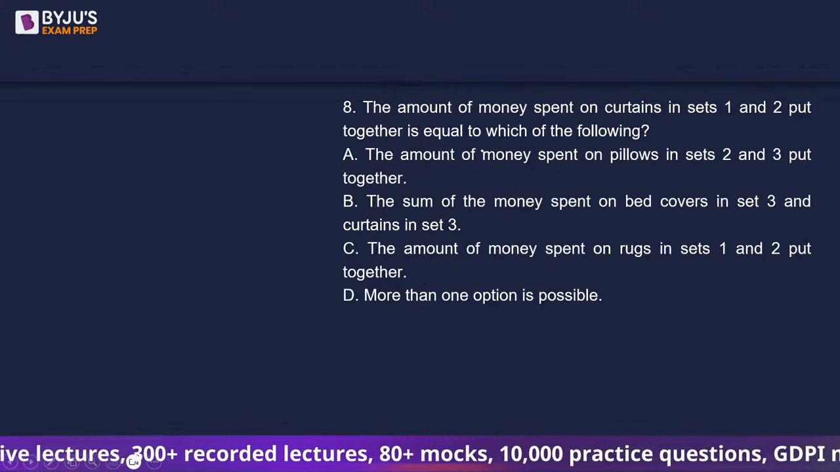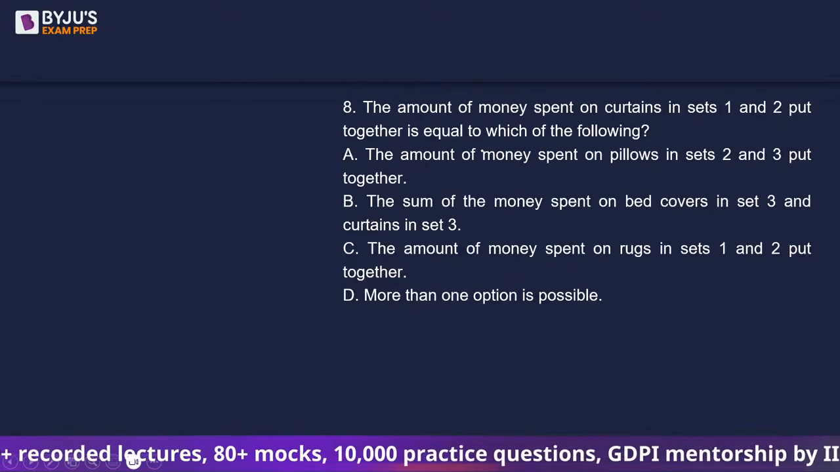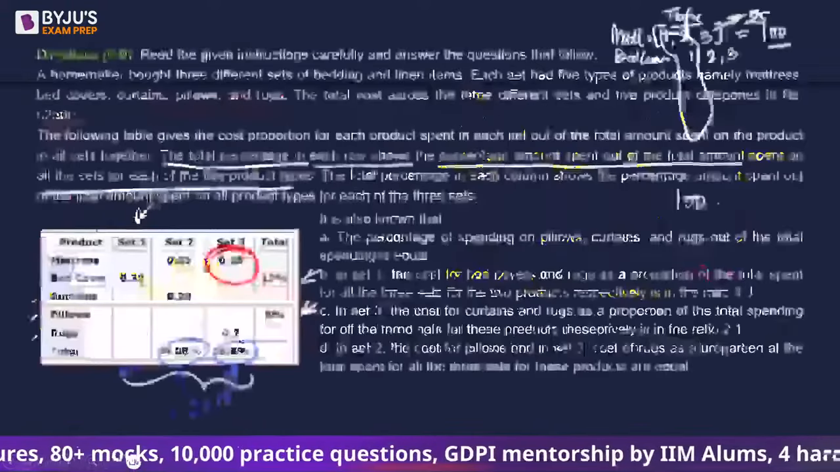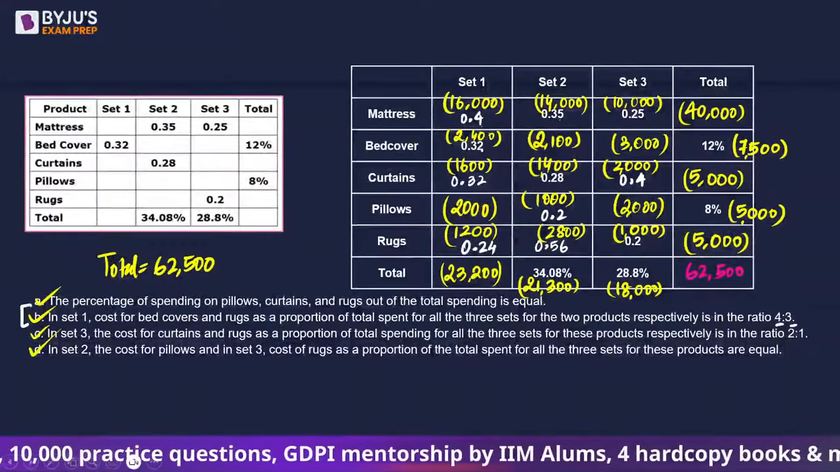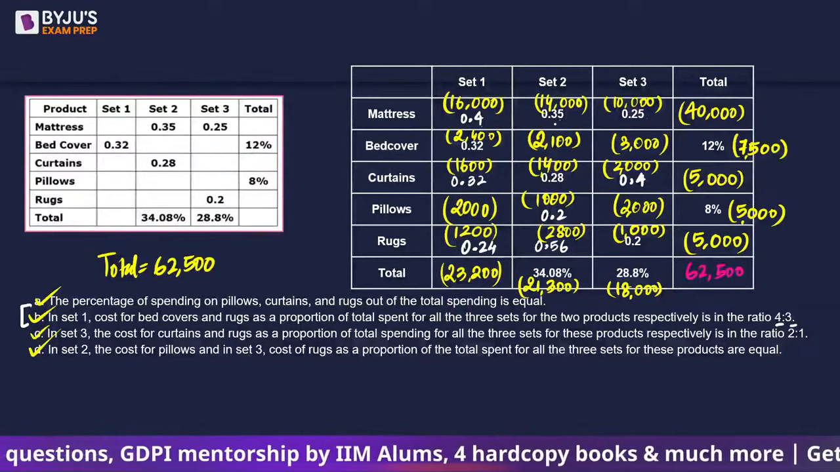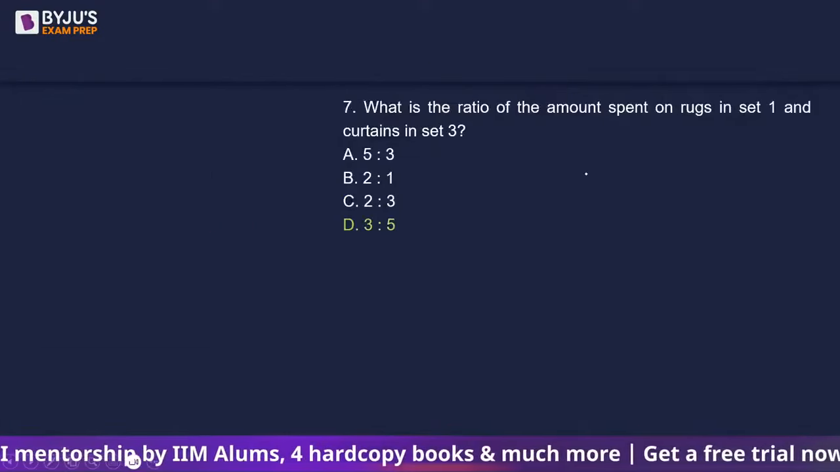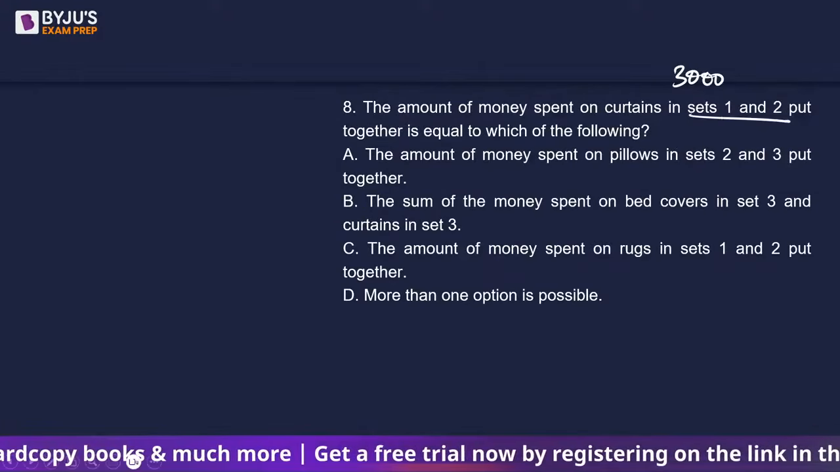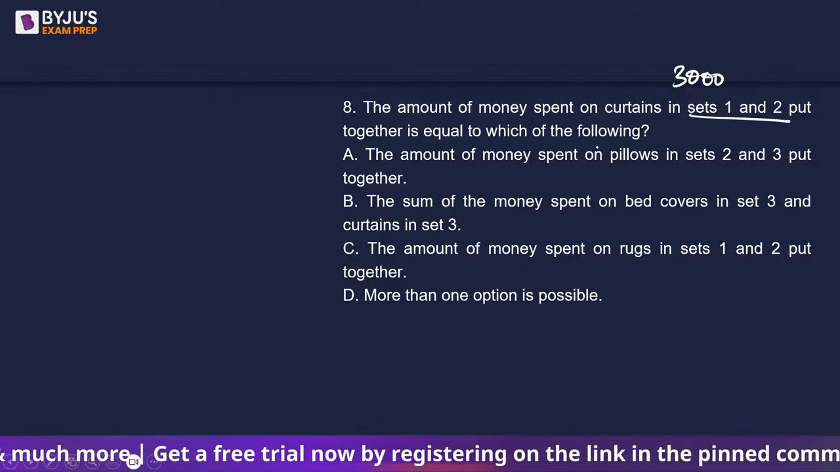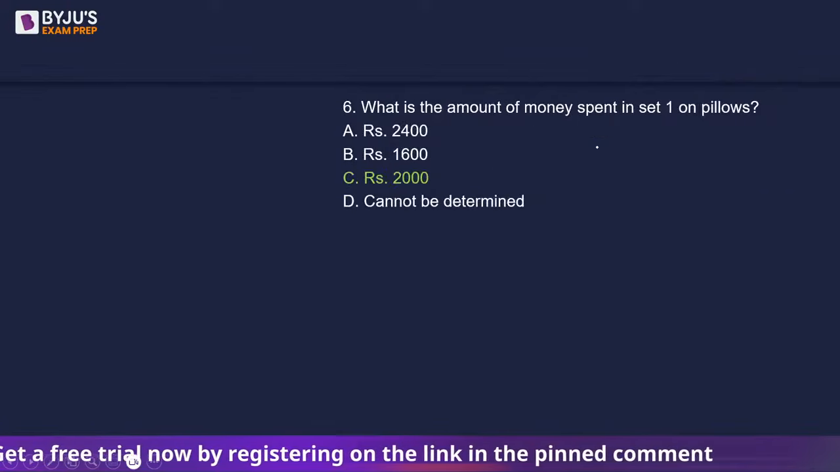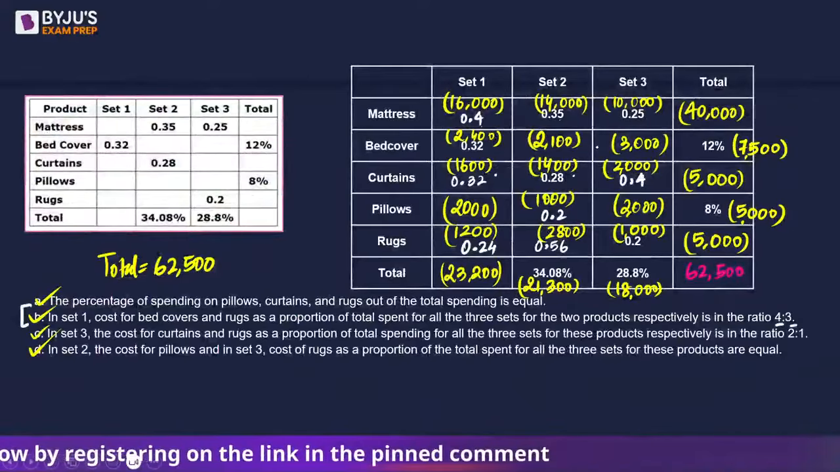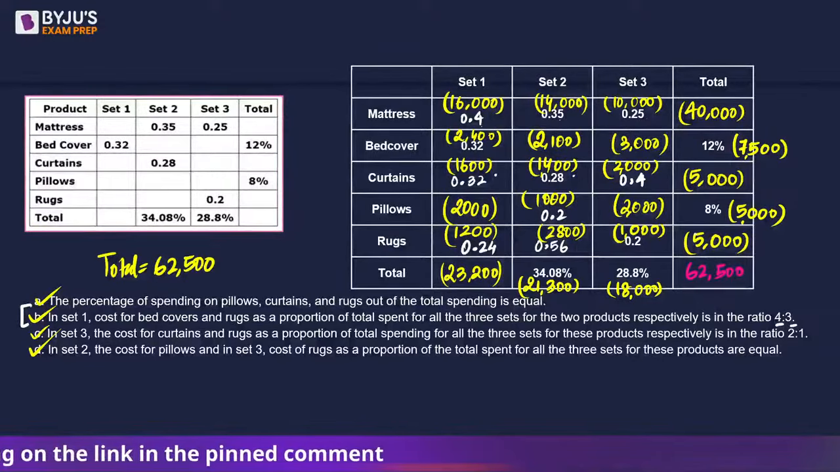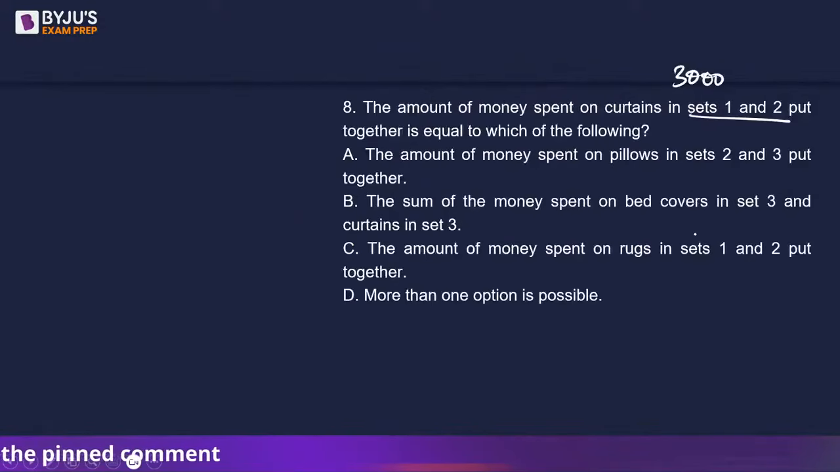Next one. The amount of money spent on curtains in sets 1 and 2 put together. Curtains ka on 1 and 2 put together. That is 3000, 1600 plus 1400. Right? So that is 3000 is equal to which of the following? Okay. The amount of money spent on pillows in sets 2 and 3 put together. So pillows set 2 and 3, that is 3000. Right? So ye ho sakta hai. Because we have an option which says more than one is possible, so we'll have to check option B and C also.